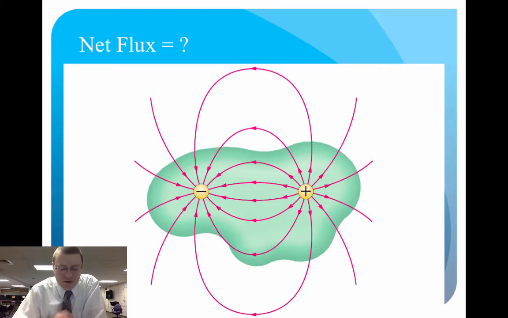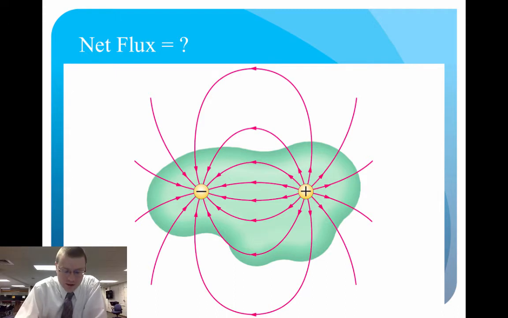If you see that I have this greenish blob around these two charges, you can see field lines that are passing out of the positive and they're going back in towards the negative. The total flux here, you can see, is all the outward lines are going to equal all my inward lines.